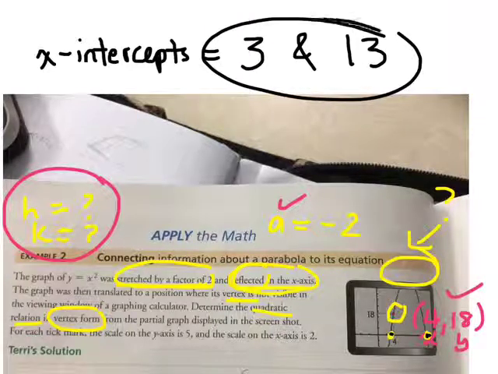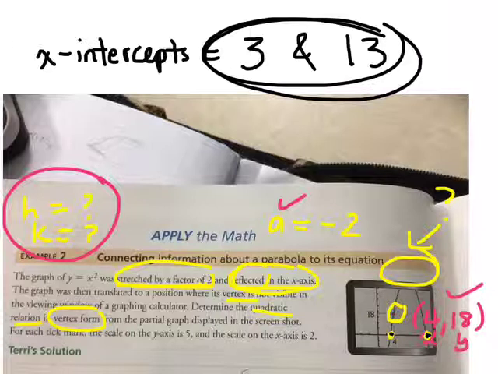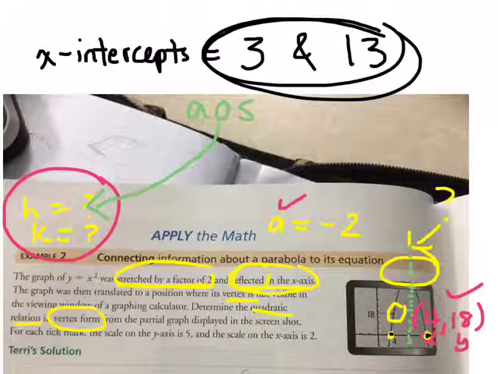Excellent. If you know the x-intercepts, then we can find the axis of symmetry, because the axis of symmetry runs directly in the middle. If you know the axis of symmetry, then what value of the vertex do you know? The h, right? If you know the axis of symmetry, you just did this on your quiz, you know the h value of the vertex. The axis of symmetry goes through the vertex. So let's find the axis of symmetry.